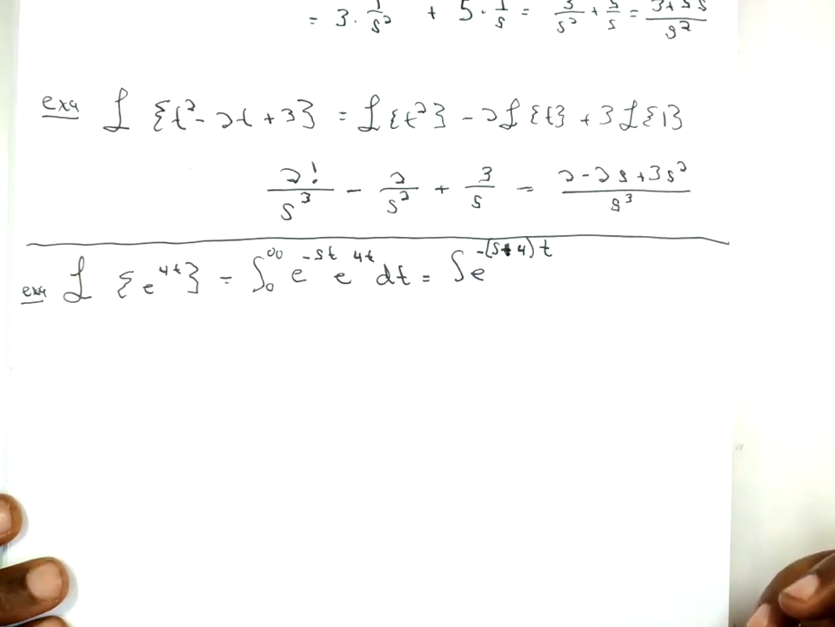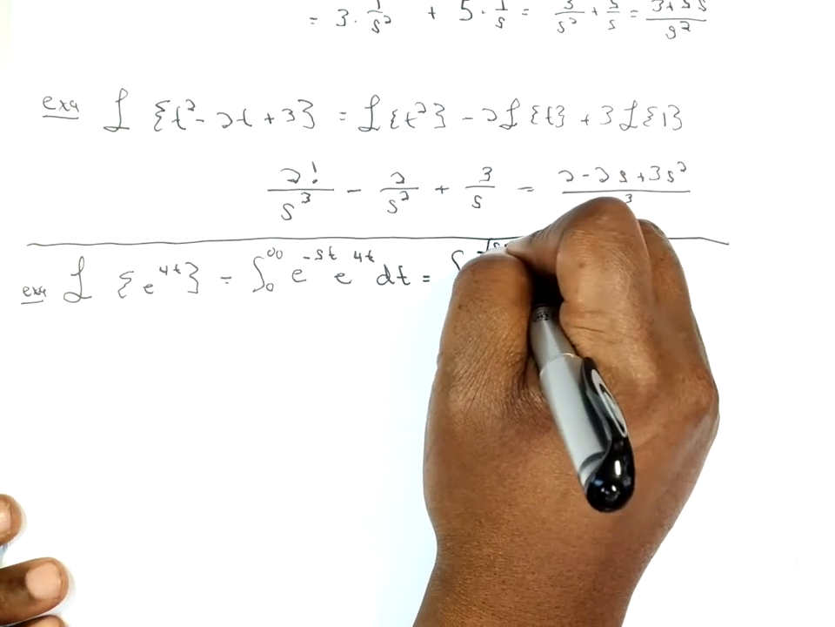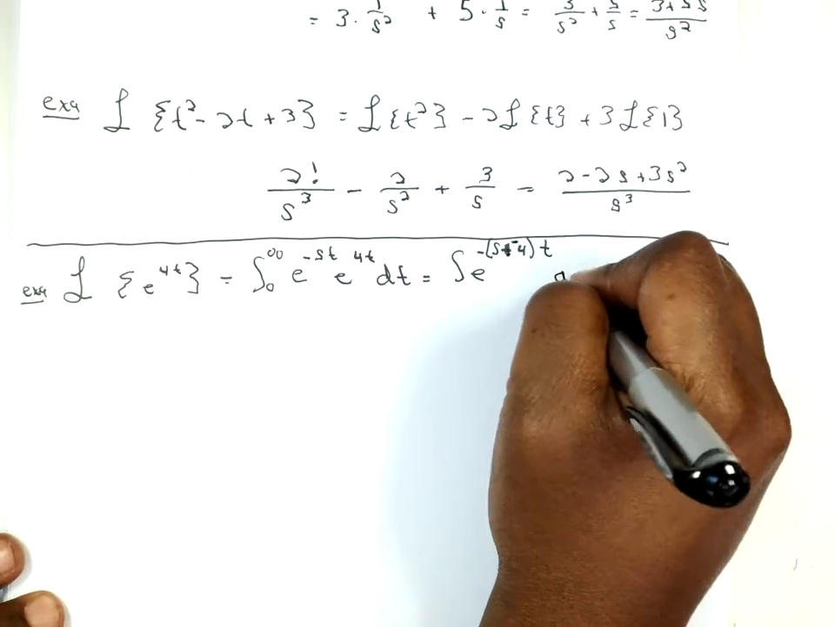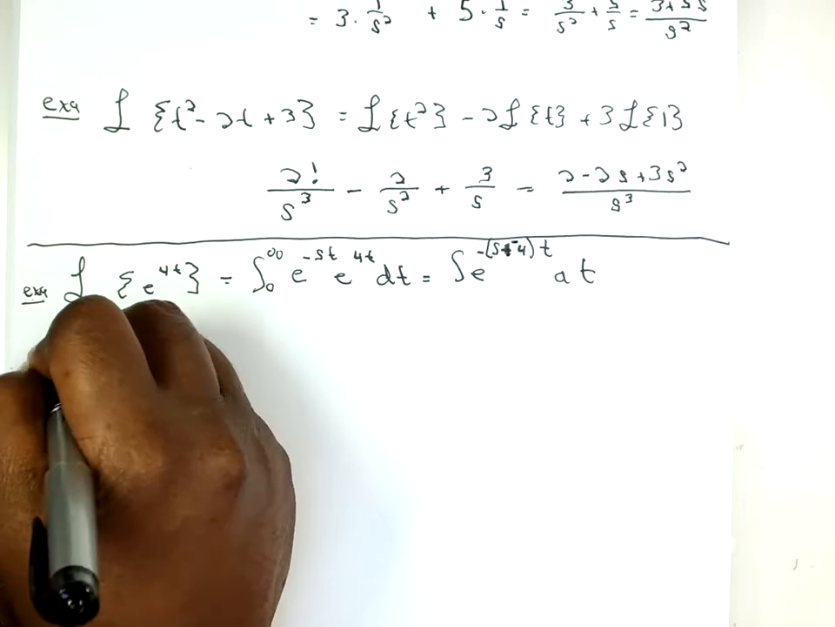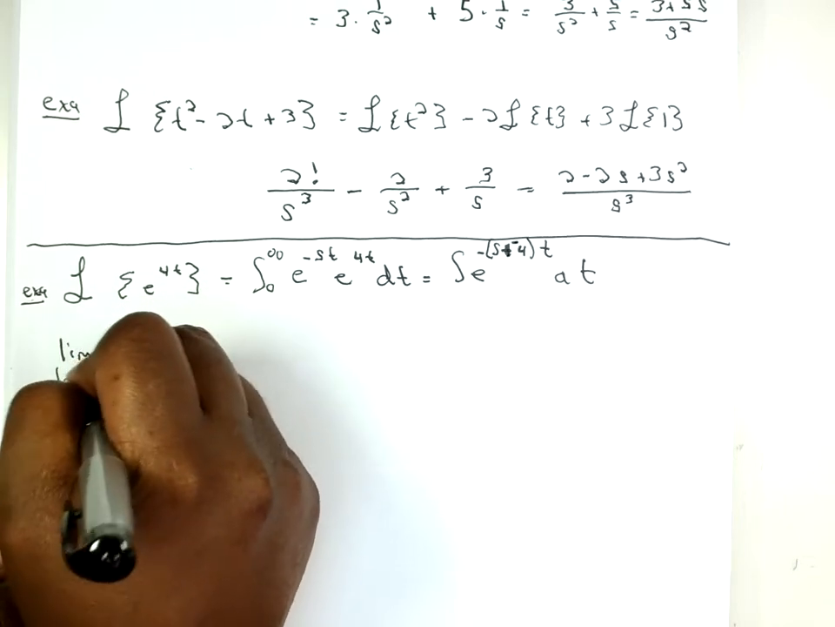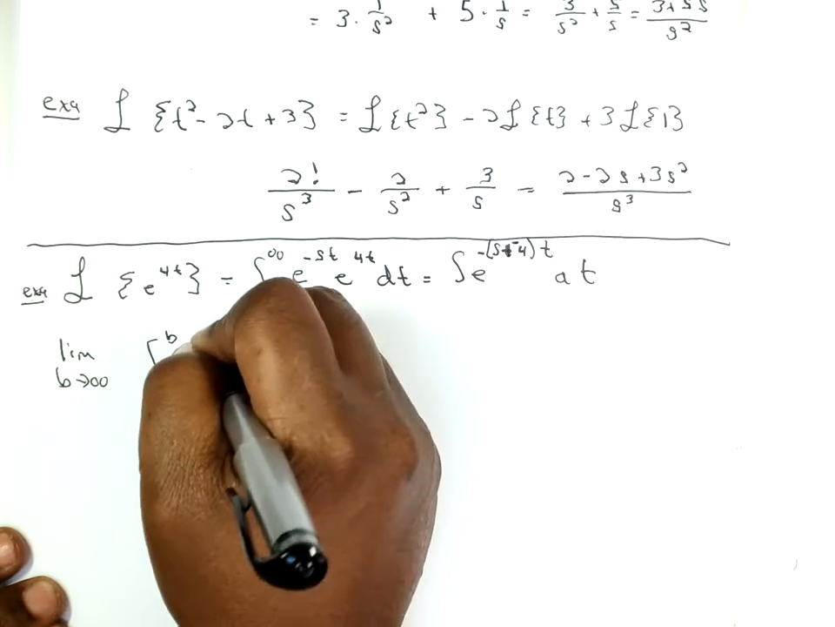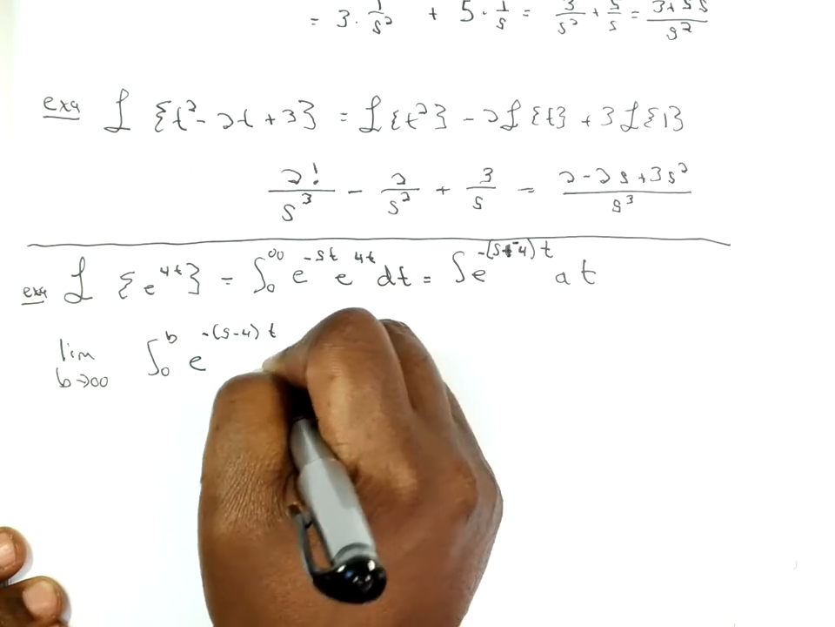Did I mess up my sign? I factored out a negative. Yes, I did. This should be a negative. E to the negative s minus 4 times t dt. So limit as b goes to infinity, 0 to b, e to the negative s minus 4 t dt.